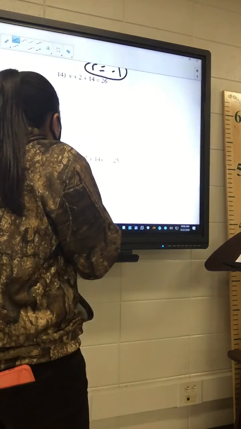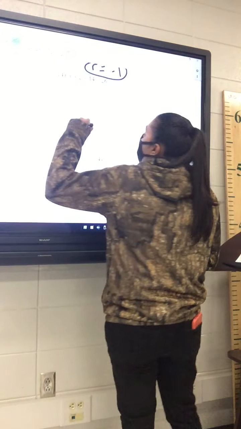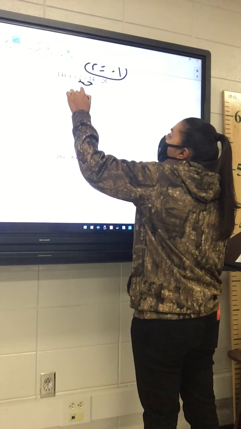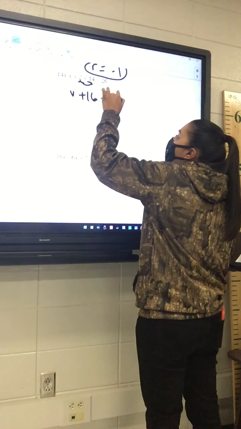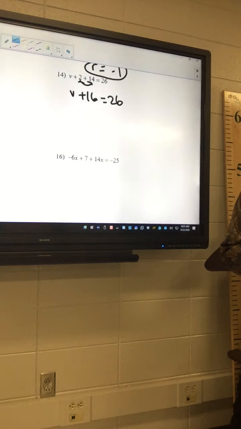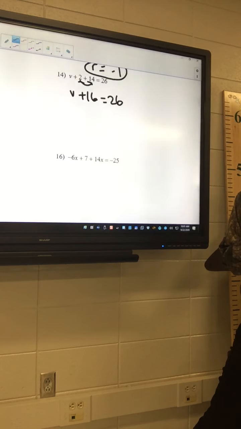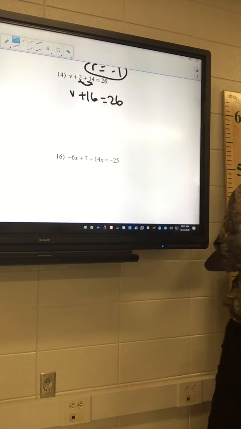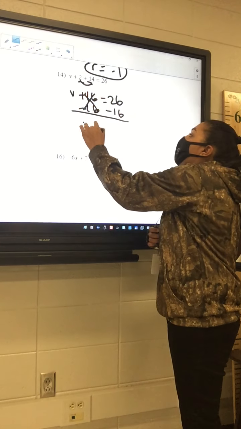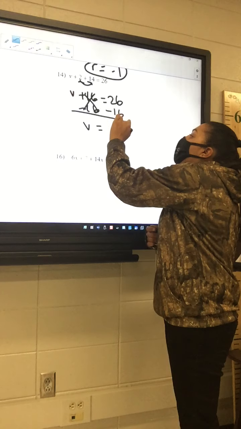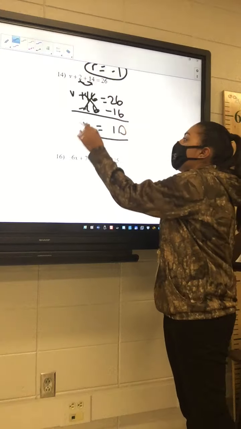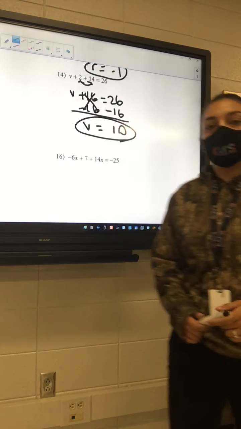14. What can we combine? 2 and 14. Oh yeah, you're right. Sorry. 2 and 14g plus 16 equals 26. Now what? Subtract 16 on both sides. Get 10. Do we need to divide? No, we don't. You can skip that step. Wow.